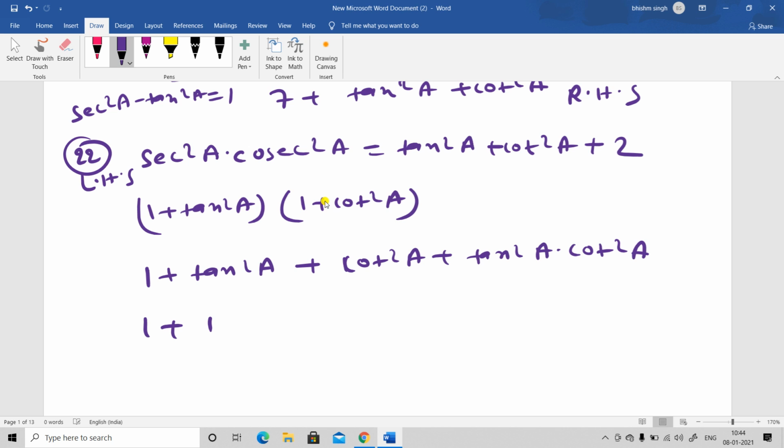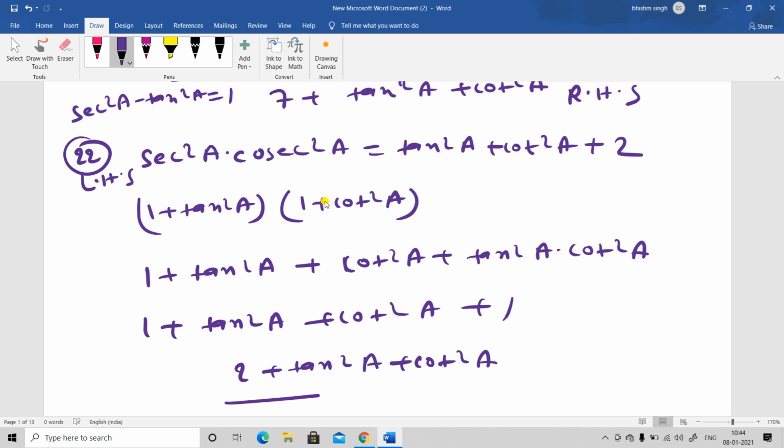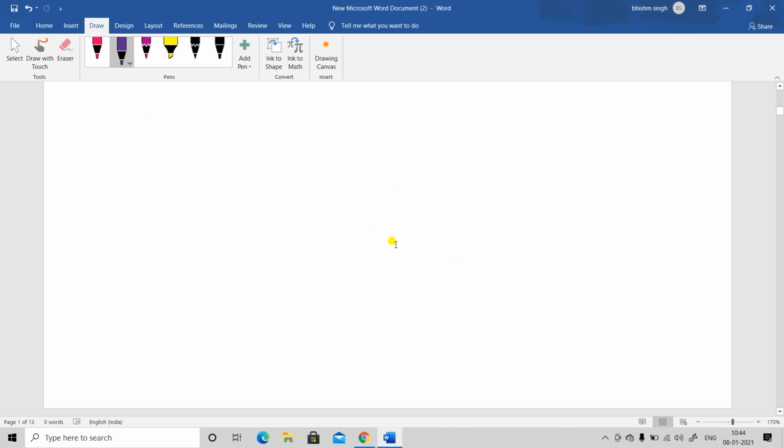This is the 1 here, 1 plus tan square A plus cot square A plus 1, 2 here, tan square A plus cot square A. This is the answer here. Okay, so this is the RHS here. For this question, 2 plus tan square A plus cot square A, I have started from the LHS. So this question is done. Now you come to the next question, all of you. Next question is here, everyone.